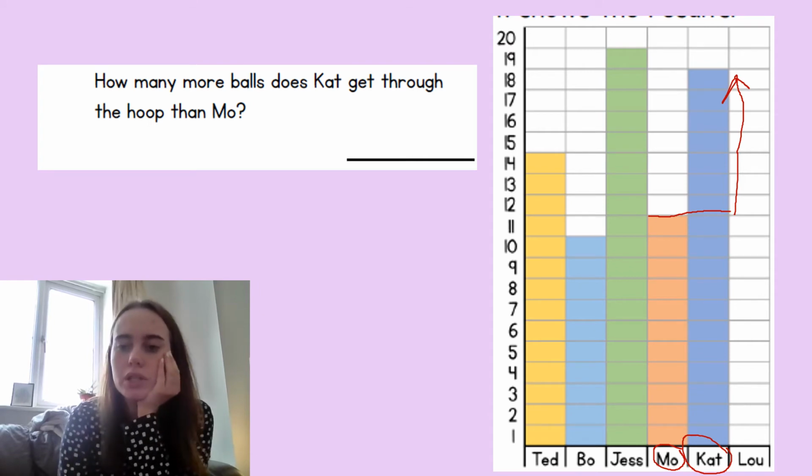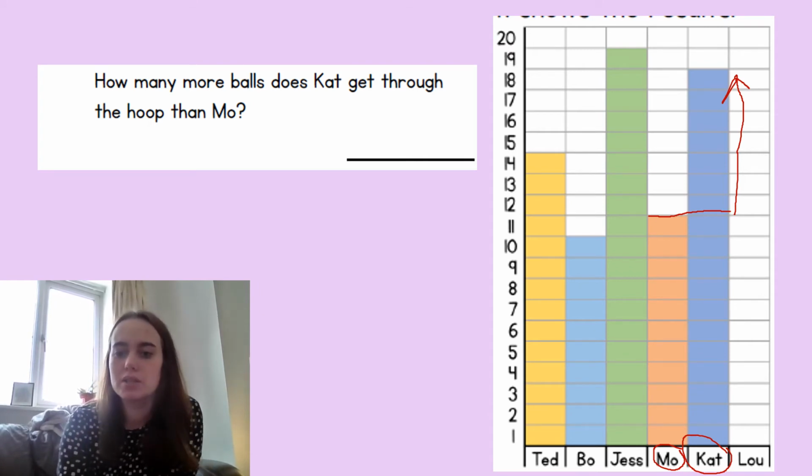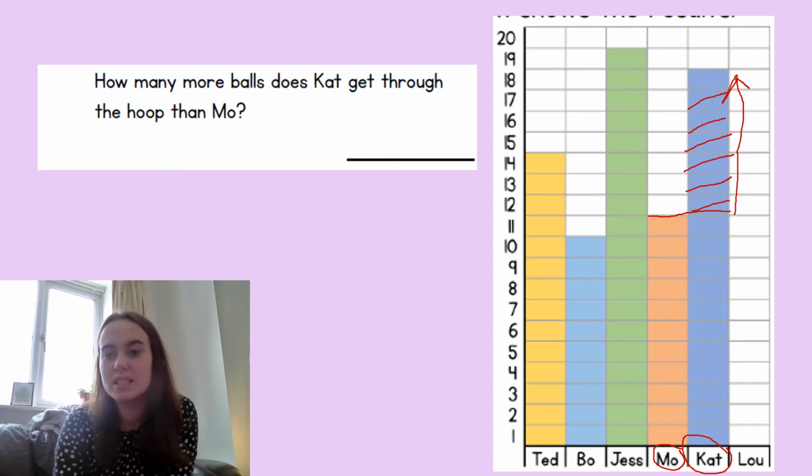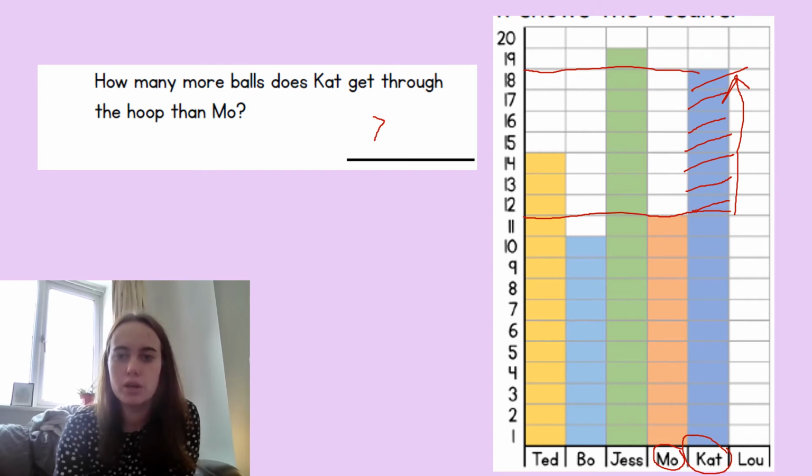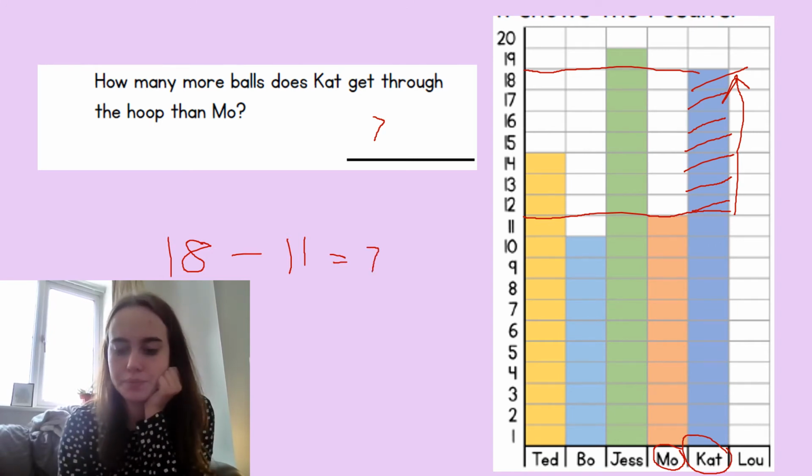So we can look at the block diagram and work this out. So she's got another 1, 2, 3, 4, 5, 6, 7. She got another 7 than Mo. You could also work this out by having a look at Kat's total and at Mo's total. So Kat got 18 balls through the hoop. Mo got 11 balls through the hoop. And if you work out 18 take away 11, that is 7. So there's 2 different ways of working that out.